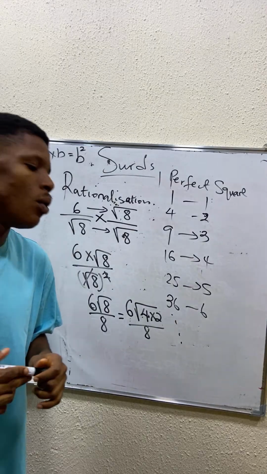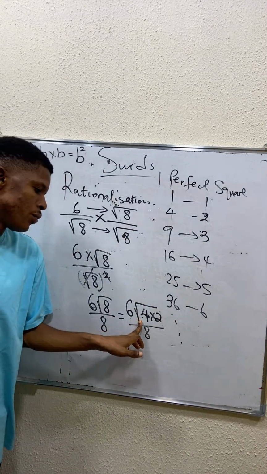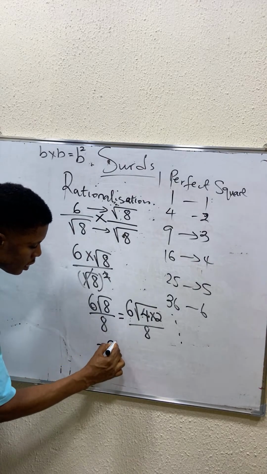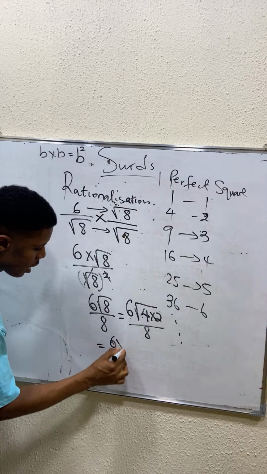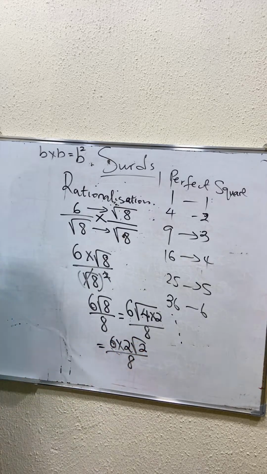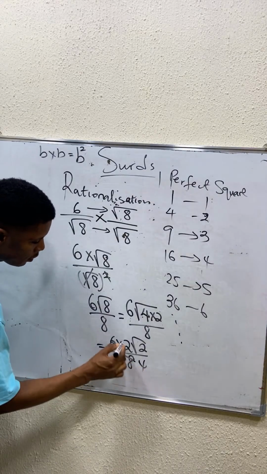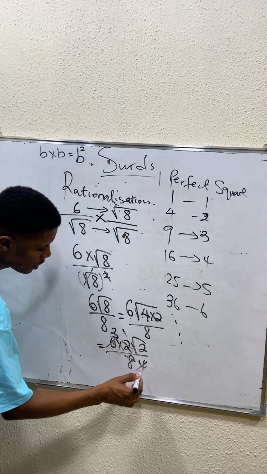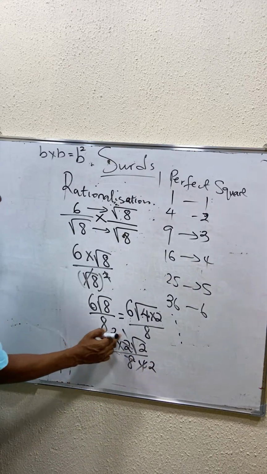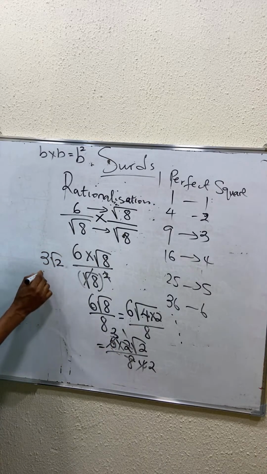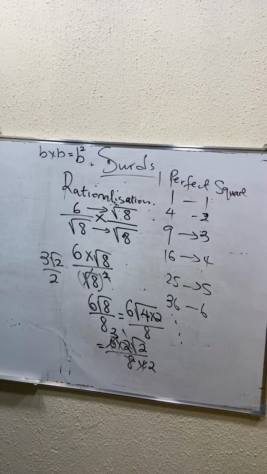Square root of 4 is 2. So the answer is now 6 times 2 root 2 over 8. I can divide by 2 and get 4, divide by 2, I have 1, divide by 2, I have 2. I have 3, divide by 2, I have 2. So I have 3 times root 2, which is 3 root 2, and then I have 2 at the denominator. So the answer is 3 root 2 over 2.